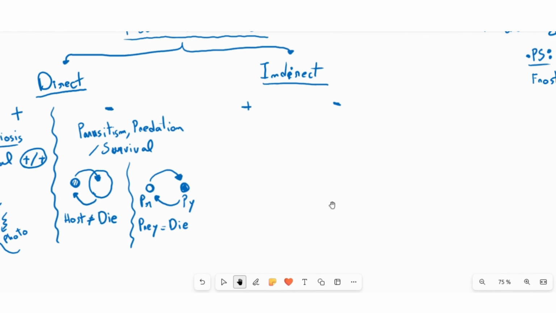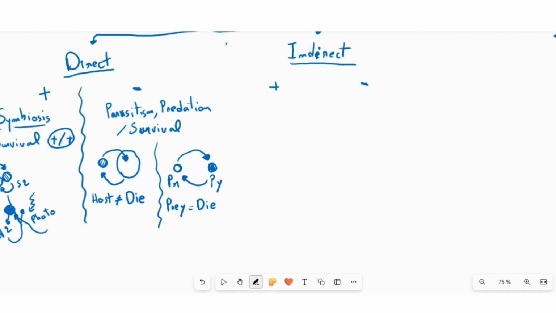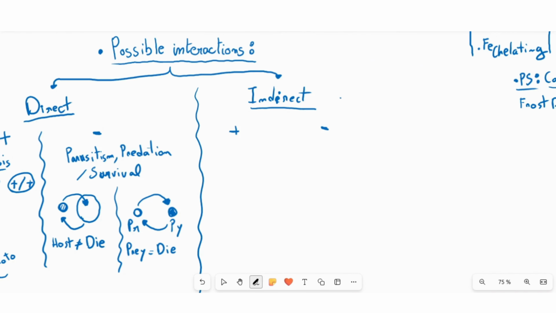Now let's look at the indirect reactions. There's spatial distance between these bacteria, and this interaction is going to happen solely through the nutrients and the space. So let's look at the positives. We have cooperation, and we're going to see the difference between symbiosis and cooperation.